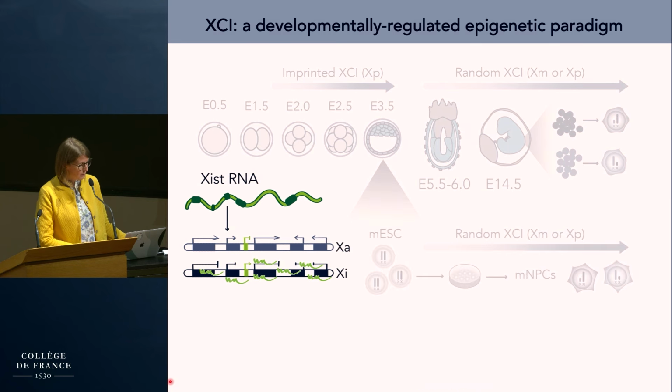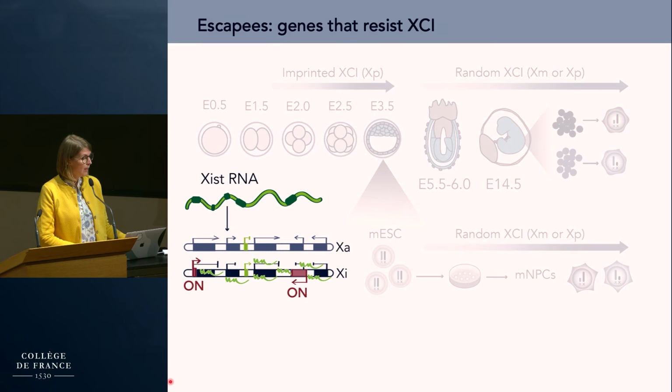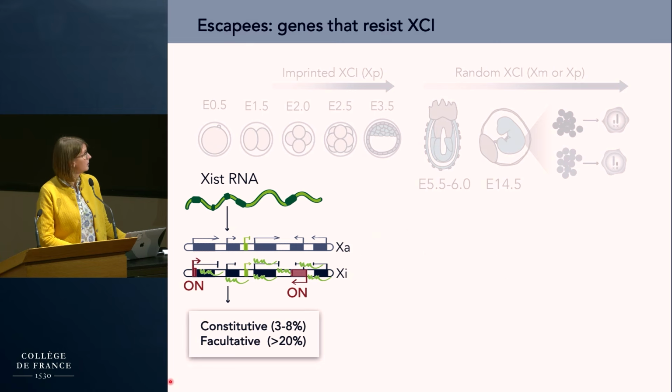So what we also know is that although X inactivation is a chromosome-wide phenomenon, there are a few genes that actually represent the exception to the rule. And we call them escapees. And these are genes that manage to remain active even though they are completely embedded in the heterochromatin of the inactive X chromosome. So escapees come in different flavors.